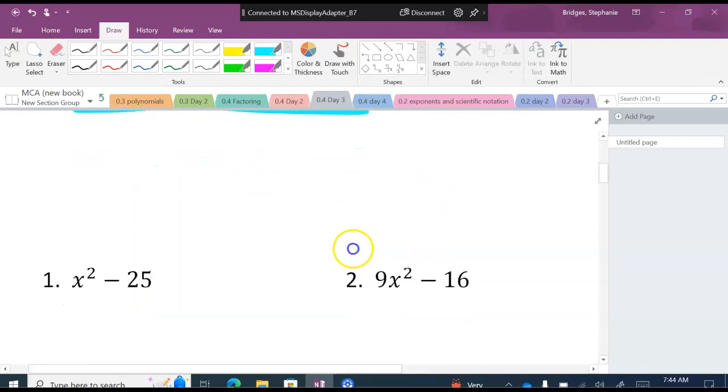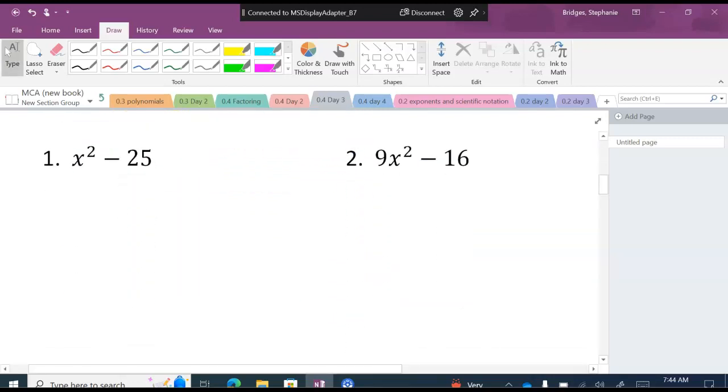Okay. So we are going to start with a couple of relatively easy ones. Not that they get too terrible hard. Sometimes these can factor further more than once, and we'll get to an example like that in a few minutes. But we're going to start with the first one, x squared minus 25.